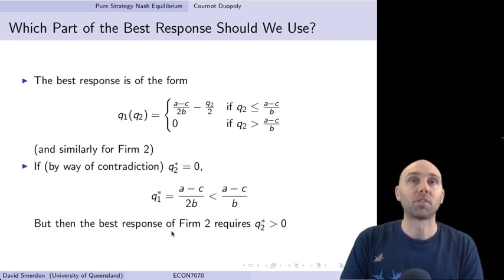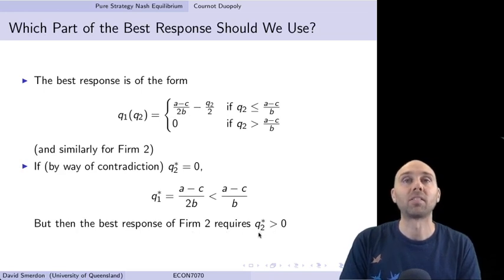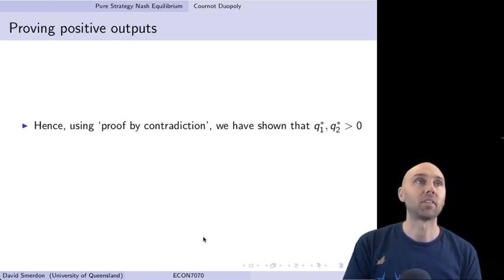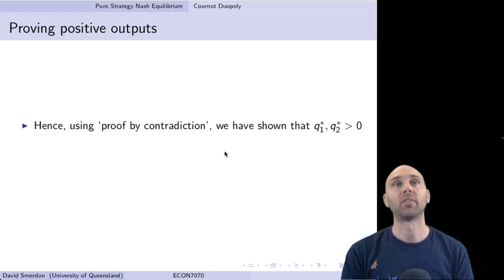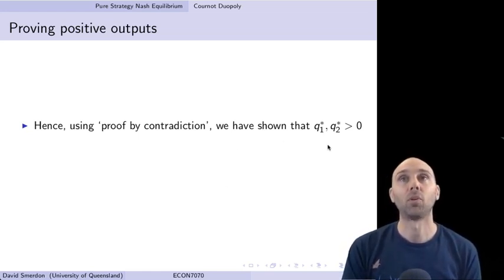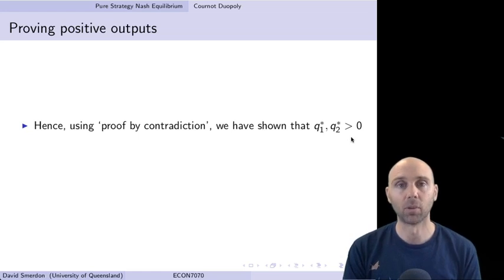So the best response of firm 2 in this case requires that Q2 star is greater than 0, but our initial assumption was that Q2 is less than 0. And hence, by using this proof by contradiction, we have shown that if a Nash equilibrium exists, then it must be that Q1 and Q2 are both strictly positive. And we know that there must be at least one Nash equilibrium in the game.